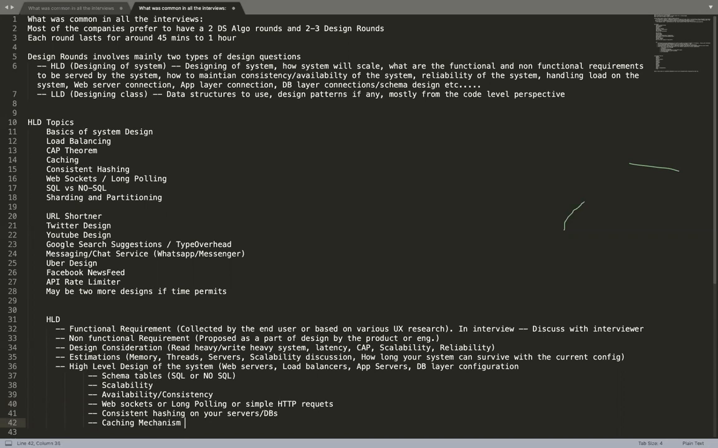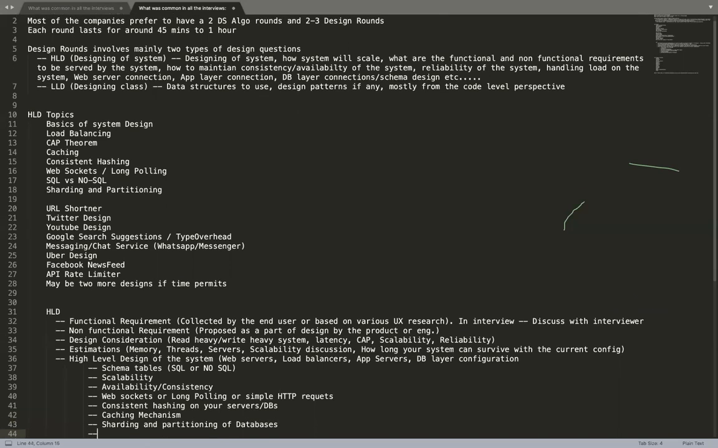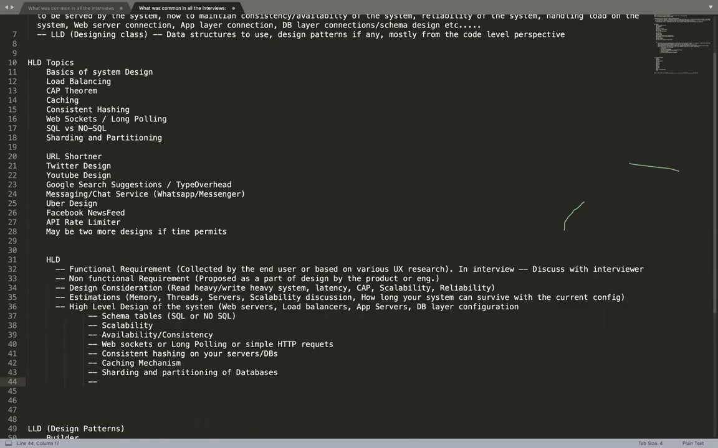Then you'll have sharding and partitioning of databases. So that also comes under this. And then you'll have a load balancer, which I've already mentioned. I think we've covered almost all the important parts as part of high-level design.